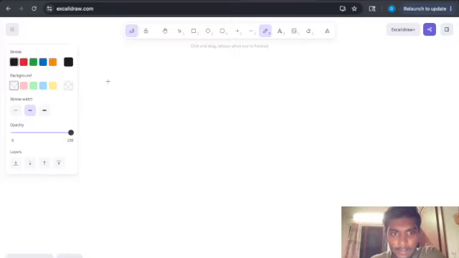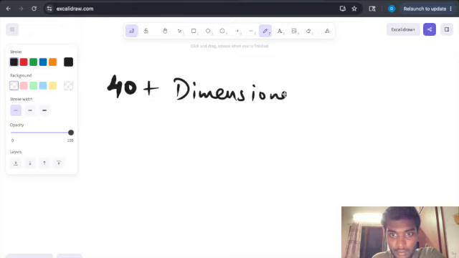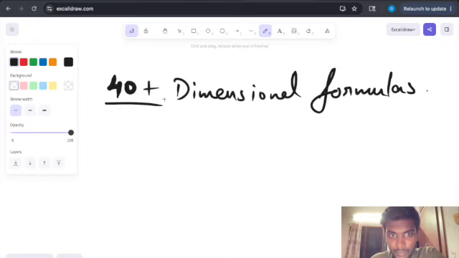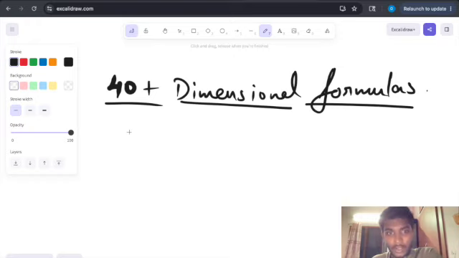So hello guys, in the previous video we saw how to derive a dimension formula. In this video we are going to look at 40 plus dimensional formulas. So we're going to take more than 40 physical quantities and derive the dimensional formula for each and every quantity. Firstly, let us start with area.